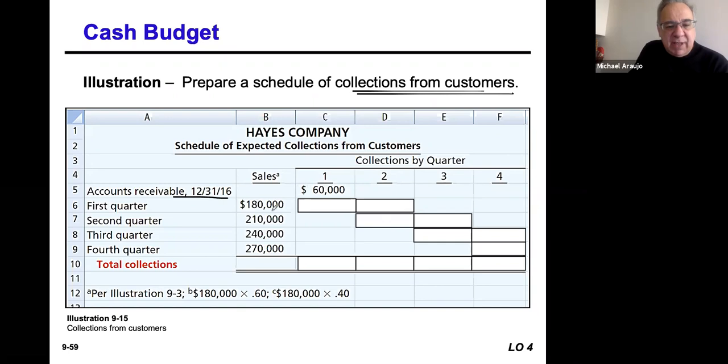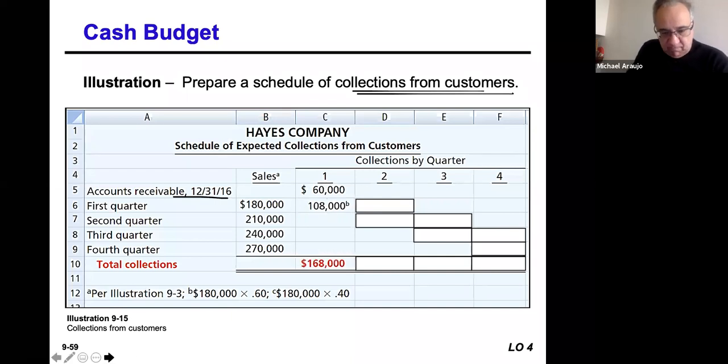And then of the sales, 60% of those sales are going to be collected in cash in the first quarter, the other 40% in the next. So the numbers you see here for sales are simply going to be broken into what you're collecting now and what you're collecting later, which is a 60-40 split. Okay. So $108,000 is 60% of your first quarter sales. So look how much cash you're going to be collecting from customers in the first quarter, 168 grand in cash.